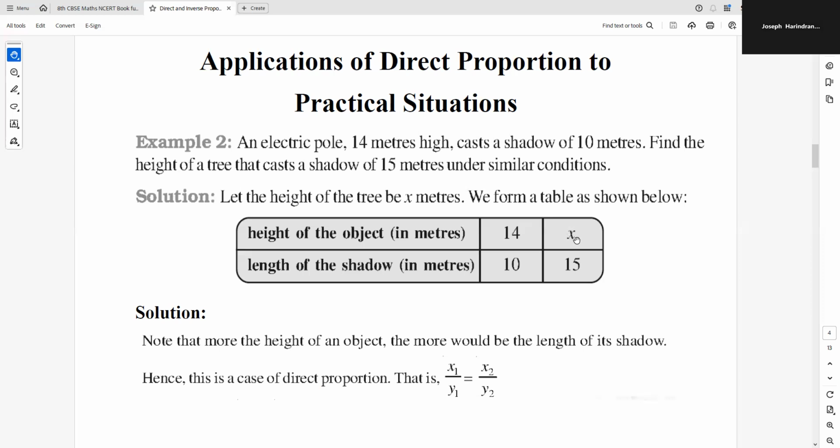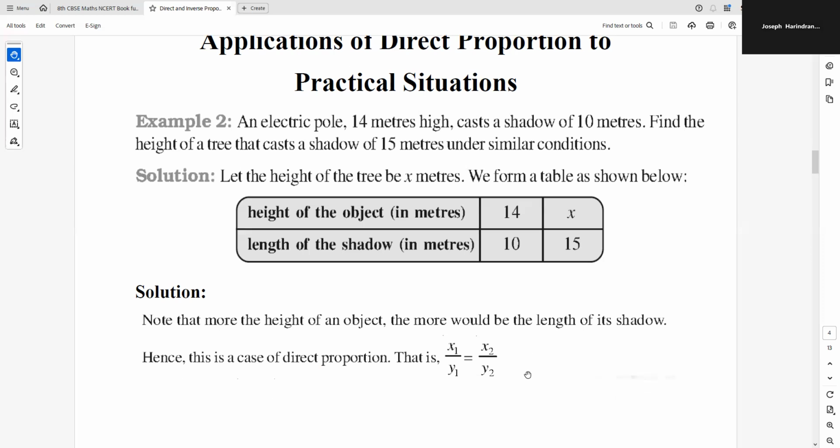which is the variable x. Note that the more the height of an object, the more would be the length of the shadow at the same time. Now we have the relation x by y is a constant, or x1 by y1 is equal to x2 by y2. This is a very simple relationship, which is proportional. That means they are in direct proportion.